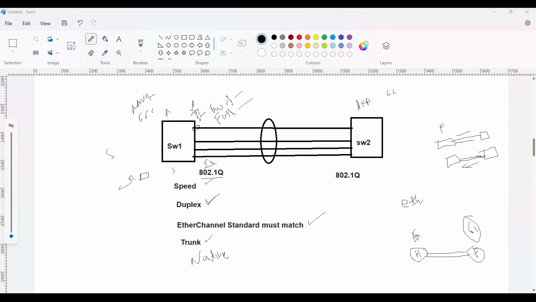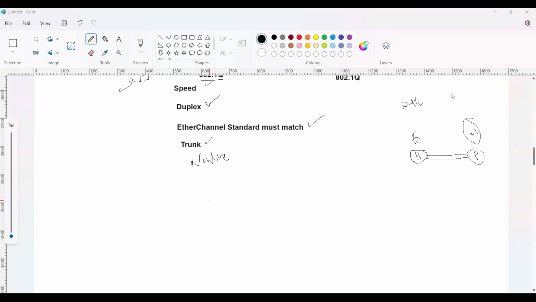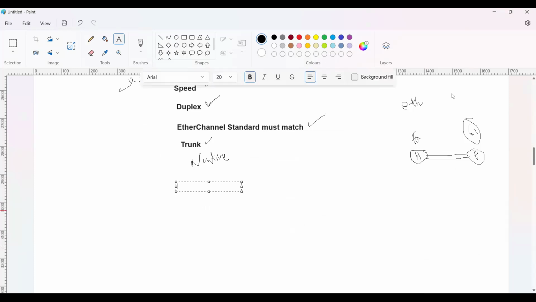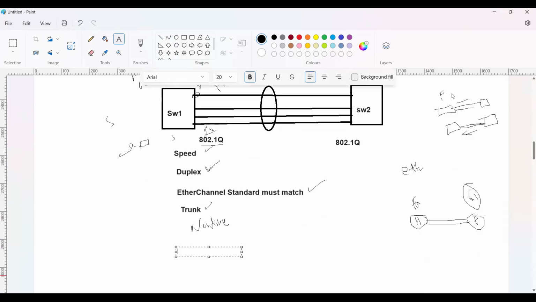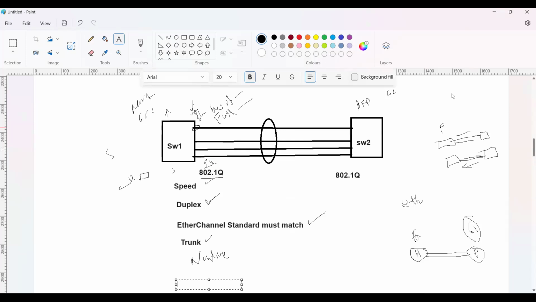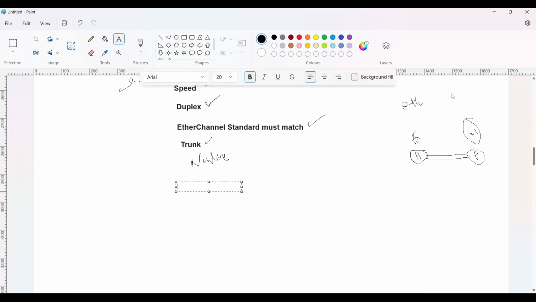Fine. EtherChannel has an EtherChannel algorithm, and based on the EtherChannel algorithm only, it will load balance the information. So in EtherChannel, load balancing will happen. EtherChannel can implement load balancing also, based on the EtherChannel algorithm.